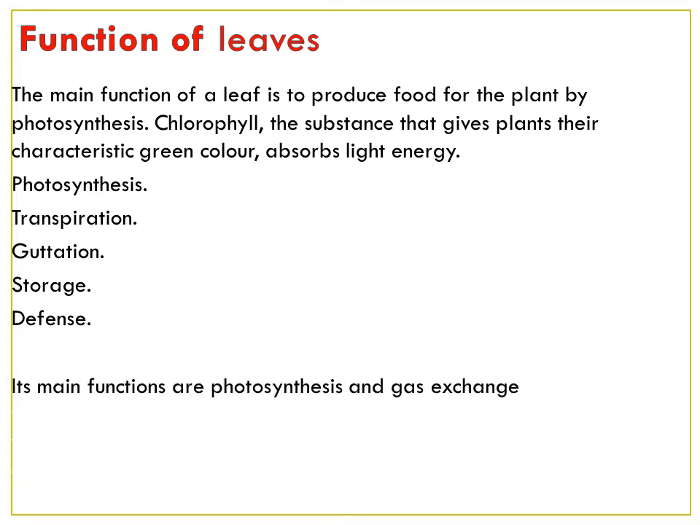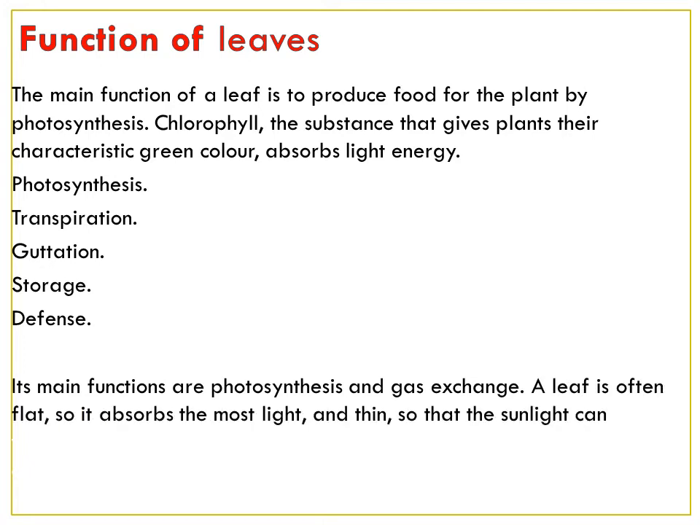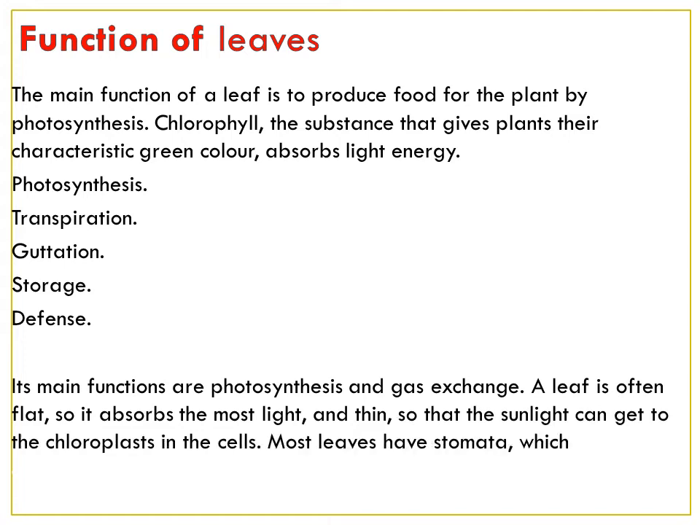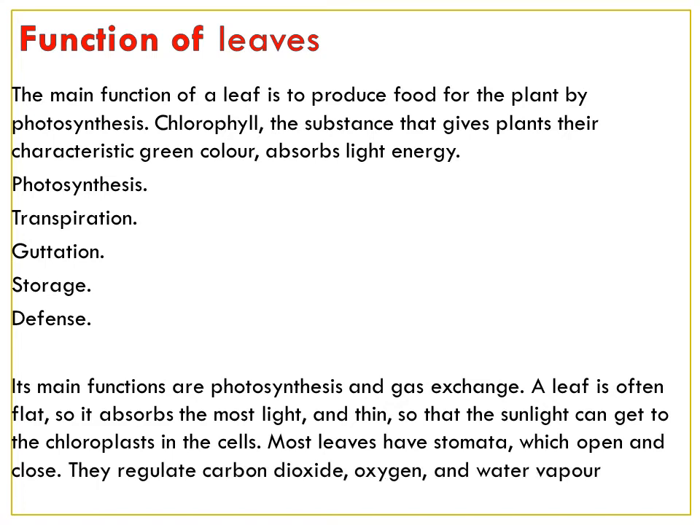Its main functions are photosynthesis and gas exchange. A leaf is often flat, so it absorbs most light, and thin, so that the sunlight can get to the chloroplast in the cells. Most leaves have stomata which open and close. They regulate the carbon dioxide, oxygen, and water vapor exchange with the atmosphere. Got it?